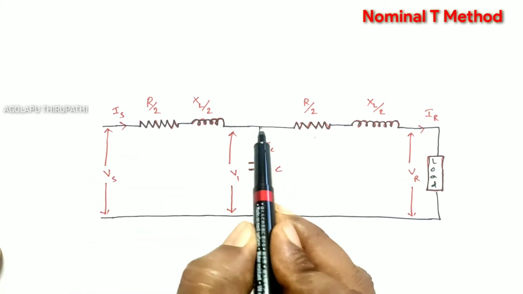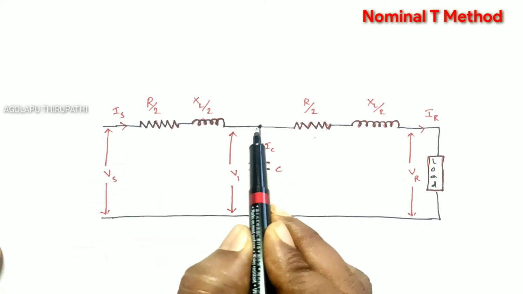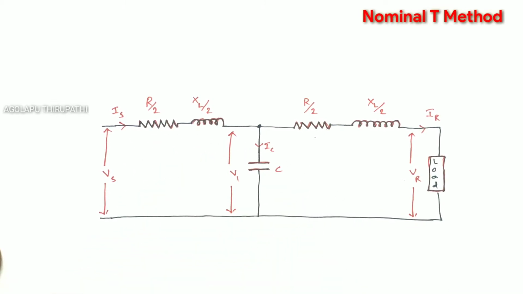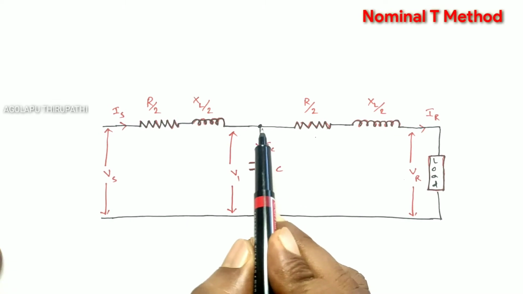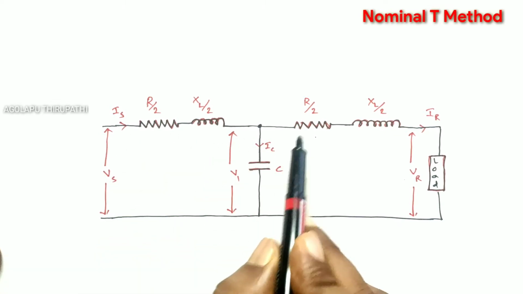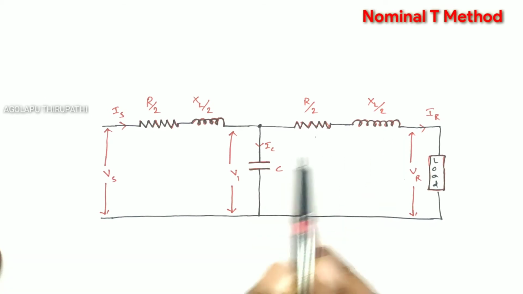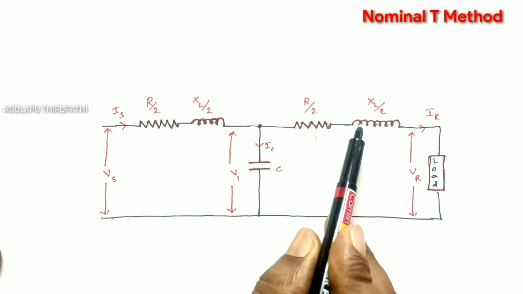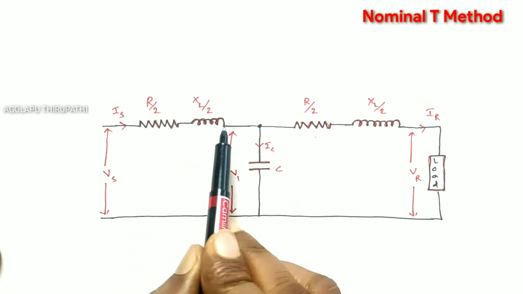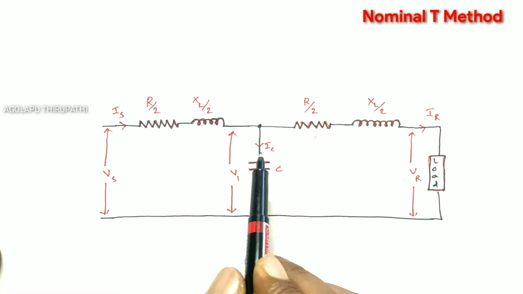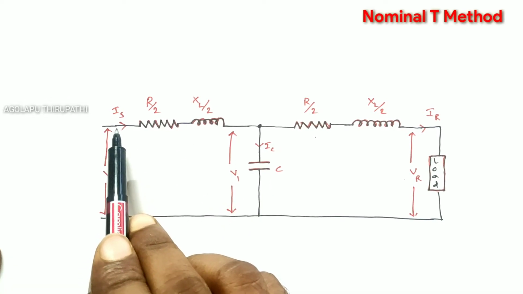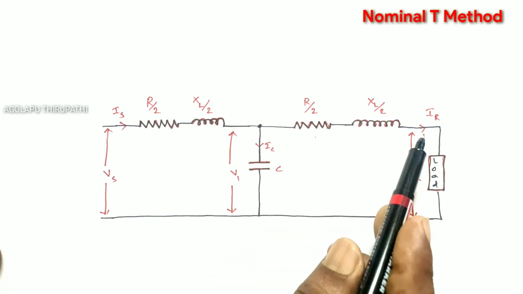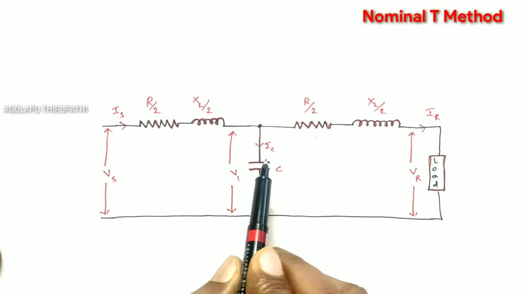If you apply KCL here, according to KCL, the sum of incoming currents is equal to the sum of outgoing currents. For this particular node, there is only one incoming current, Is, and two outgoing currents, IR and IC, right? So Is is equal to IR plus IC. Therefore, to get the Is value, we have to add the IC vector to IR. So draw the IC vector here.